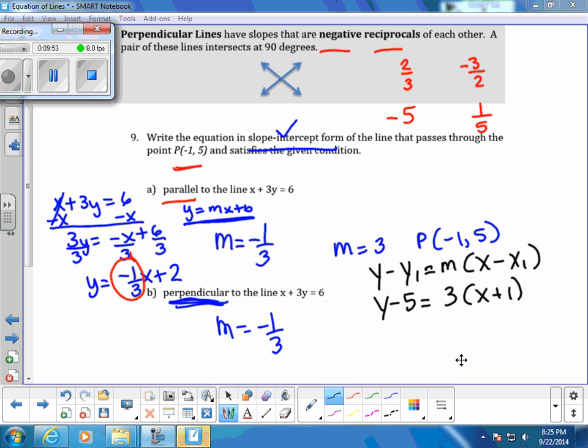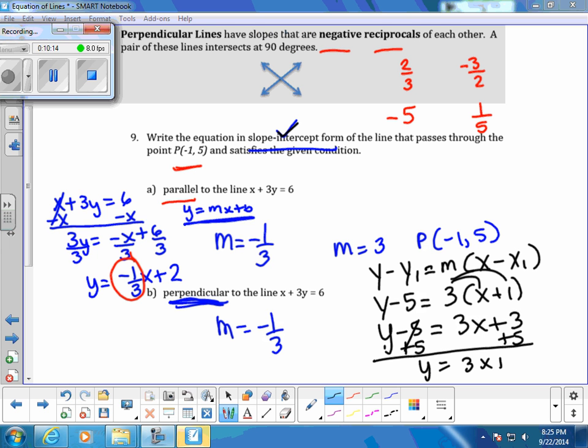I'm trying to solve this thing for y equals because it wants it in slope-intercept form right there. So I'm going to say 3x plus 3. And I'm going to get y by itself, so I need to add 5 to both sides. And this gives me y equals 3x plus 8. This equation of this line is perpendicular to the given equation.